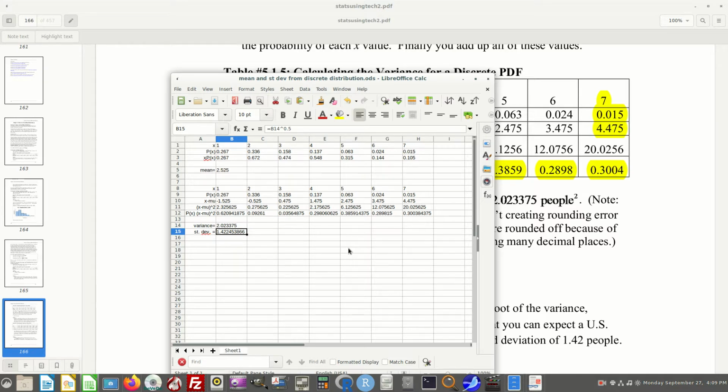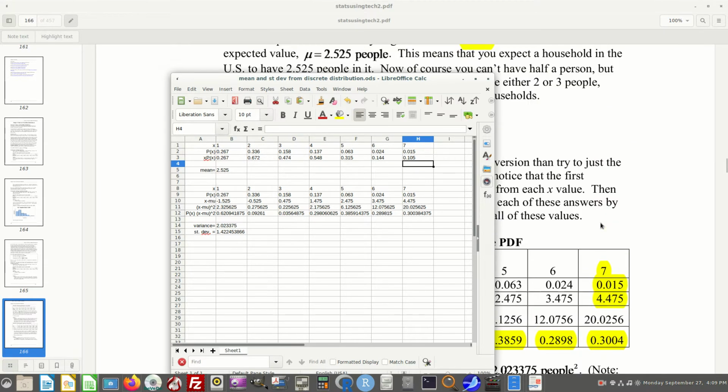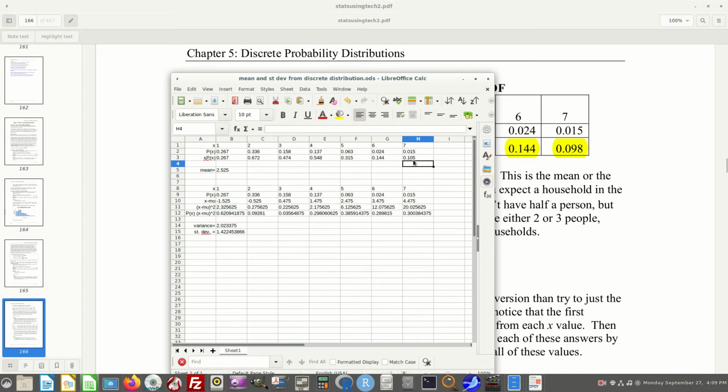It looks like there's a glitch in one of the values right there. It looks like she has in the book something different. So I'm getting 0.105. It looks like she has 0.098 in the book. I hope that helps.